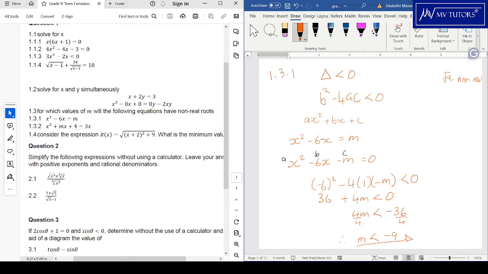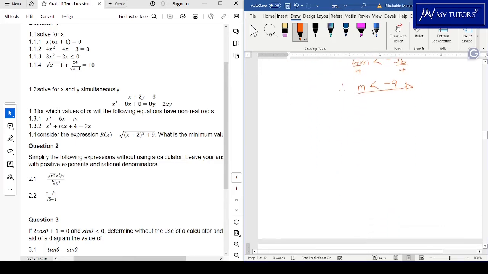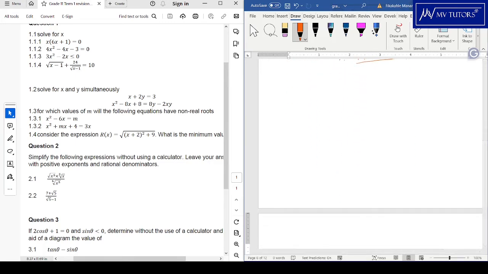All right, let's look at the next one. Doesn't look so bad. For the next one, same thing, the discriminant still has to be less than 0 for 1.3.2. So let's put it in the standard form. It's x squared plus mx plus 4 is equals to 3x. So I'm just going to bring the 3x to the other side, such that I'll have mx minus 3x. See, I just brought it to the other side, plus 4 is equals to 0.